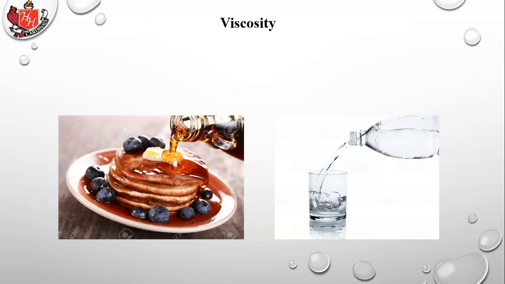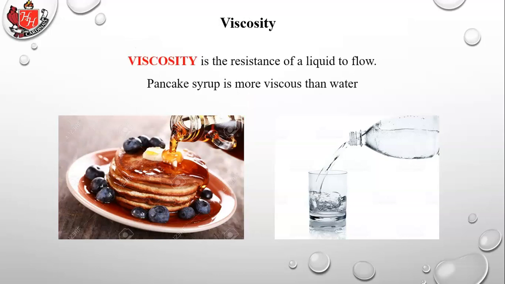Now, 2 other quick topics and definitions here. Viscosity is the resistance of a liquid to flow. Pancake syrup is more viscous than water. So what that means is that the sugar molecules in pancake syrup have a greater intermolecular force to each other. So while they are a liquid, they are a stickier liquid, and so they don't move around each other quite as quickly. They're kind of like halfway between water and a solid. You could think of it like that, as a more viscous liquid.